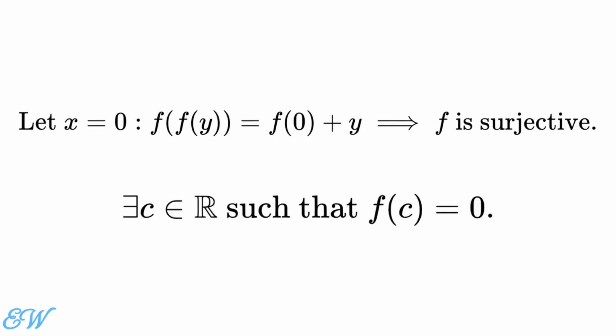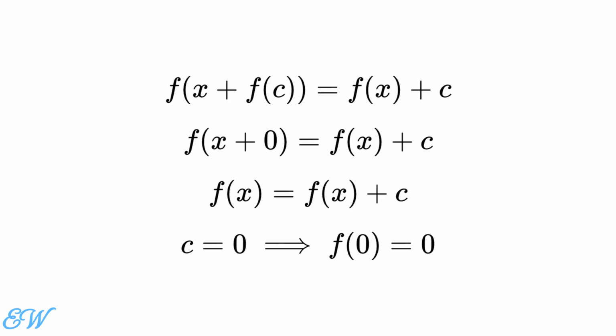Now using that information, we can say that there exists a real number c such that f of c is equal to 0. So now we can plug in c for y. Now we get that f of x plus f of c is equal to f of x plus c. We know that we want f of c to be equal to 0, so we can plug that in, and we get that f of x plus 0 is equal to f of x plus c. X plus 0 just simplifies to x, so we get that f of x is equal to f of x plus c. And we can subtract f of x from both sides to get that c is equal to 0, which means that f of 0 is equal to 0.